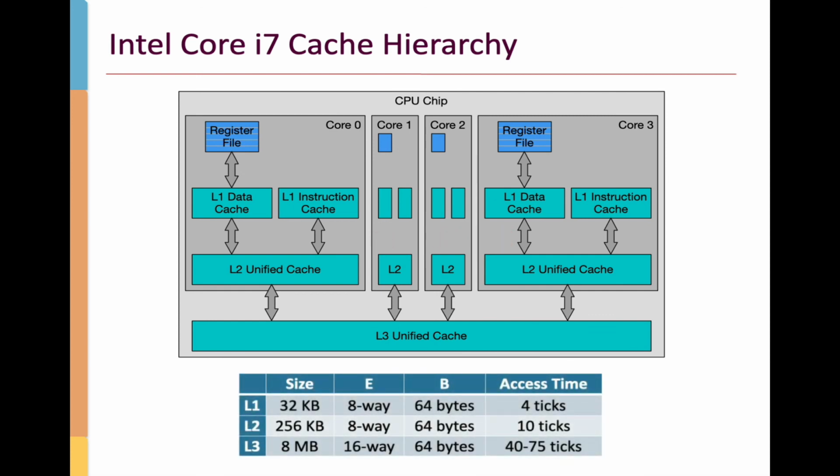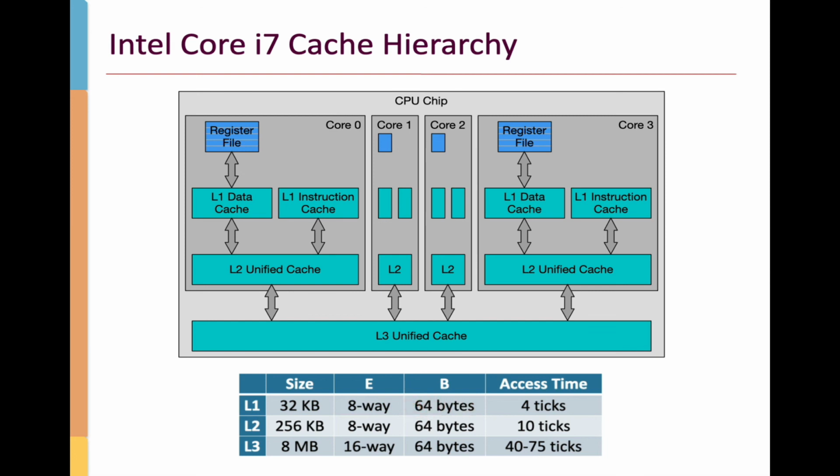Here are the characteristics of the Core i7's cache hierarchy. So at level 1, we've got 32K of memory. It's an 8-way set associative cache. In other words, each of the sets has 8 lines in it, and the block within each line is 64 bytes.